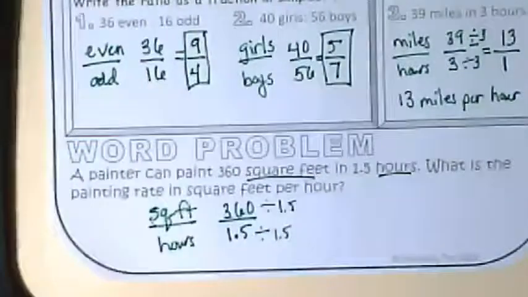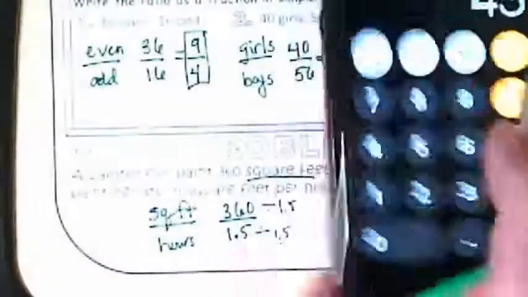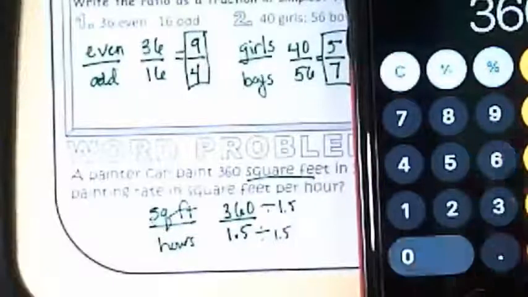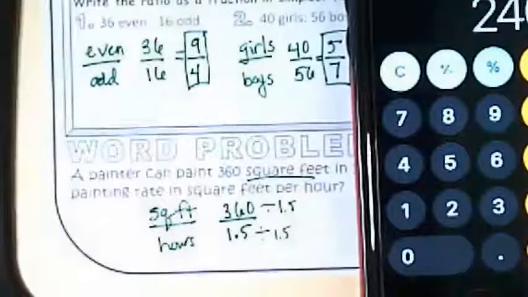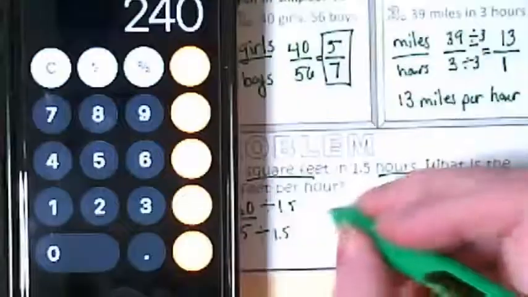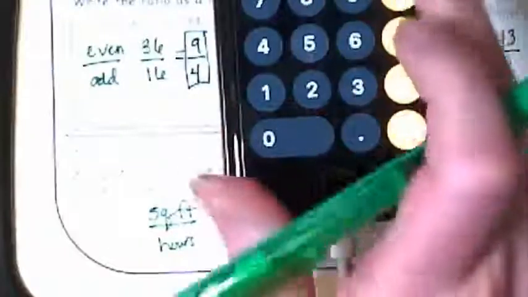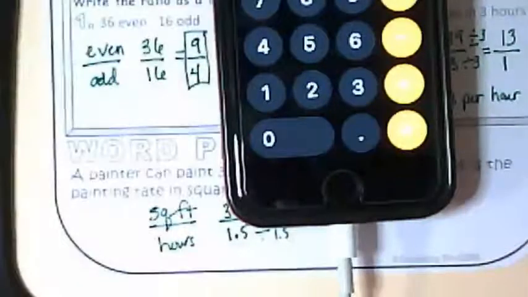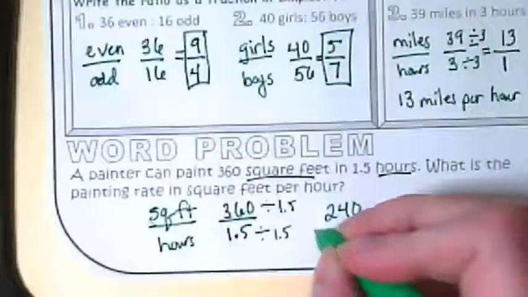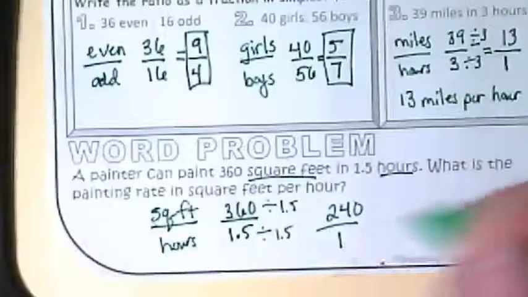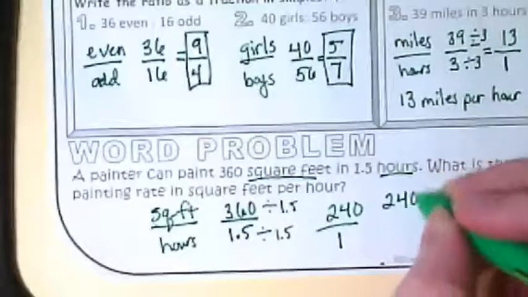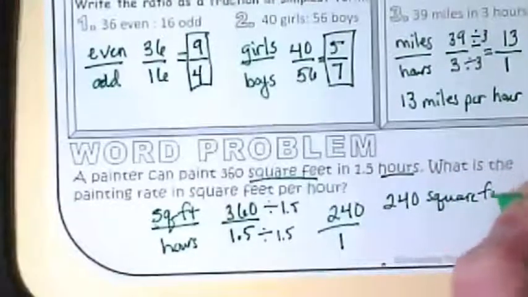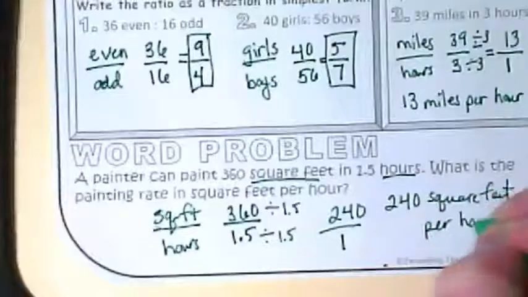I did not ask everyone to get a calculator because it's just this one that we're calculating for now. So I'll do it for us. We get 360 divided by 1.5 is 240. And I also want to just double check. I'm going to do 1.5 divided by 1.5. And what's that going to get me? One. Just making sure I got what I wanted. I've got 240 over 1, which means it's 240 square feet per hour.